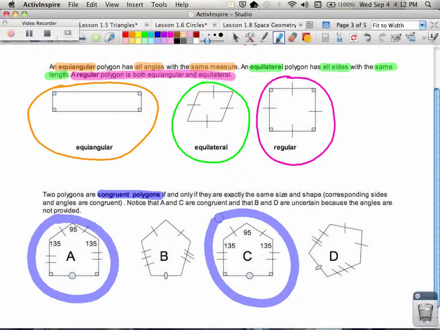However, even though we notice in B and D that all the sides match up, we don't know about the angles. So we cannot say that figure B and figure D are congruent because we don't know about the angles. Whereas in the blue ones, A and C, we knew both about the sides and the angles. So something that's really important about congruent polygons is both sides and angles must match up, not just one or the other.